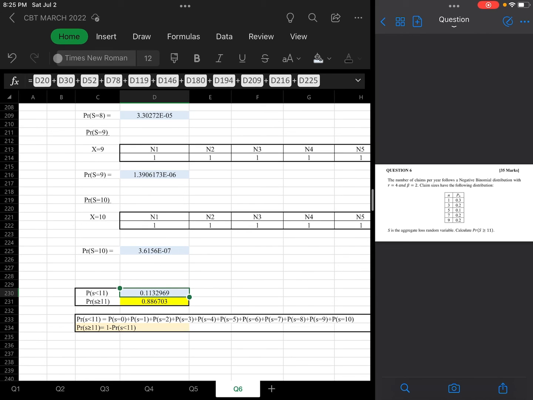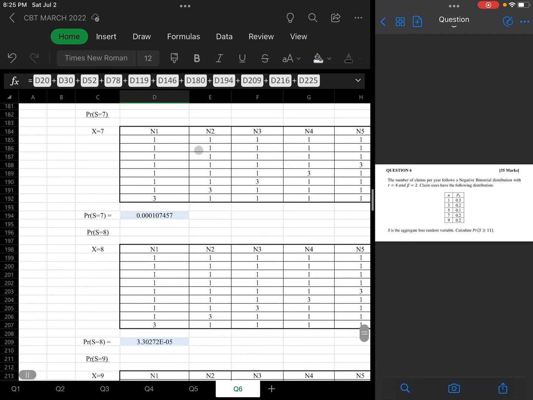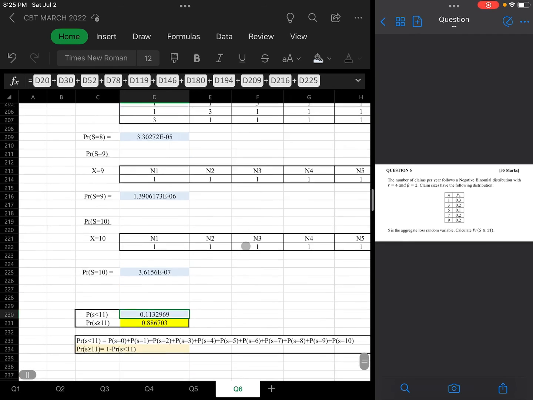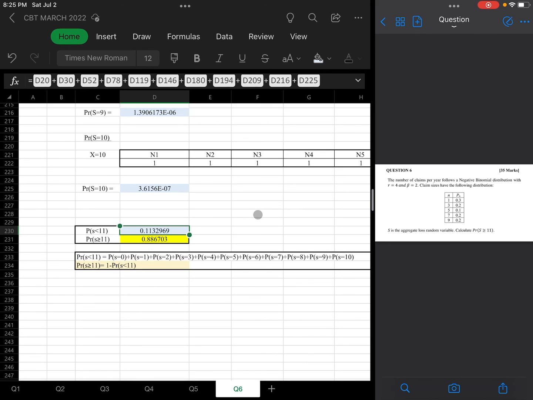So we can use Excel features to compute all of these values. This is the addition of all of these values from here to here to here, and all of the values highlighted in blue. After doing the summation of all of these values, we get probability of S less than 11 as 0.1132969. So probability of S greater than or equal to 11 will be 1 minus 0.1132969. So we get this as 0.886703. This is the value that the question has asked us to compute.